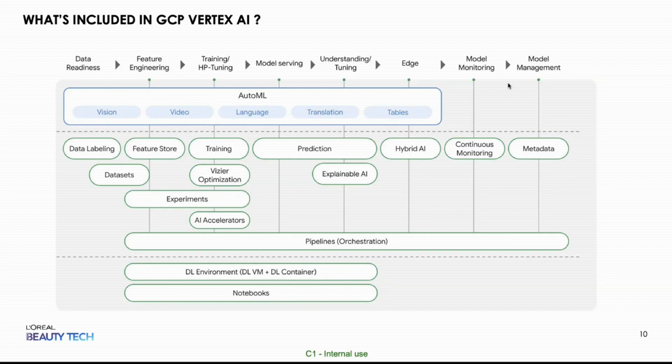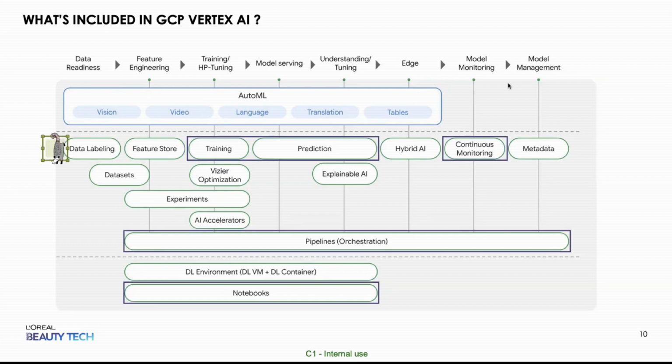You have a lot of features actually, but we only use this. Continuous monitoring, we just started using it. Predictions and training. For data labeling, I did put this logo. I don't know if anybody knows it, but it's Label Studio. So we chose to use an external tool for labeling data that we implemented on GCP. It's an open source one. Pipelines for orchestrations and trainings, and also notebooks. We use Workbench a lot for experimentations.